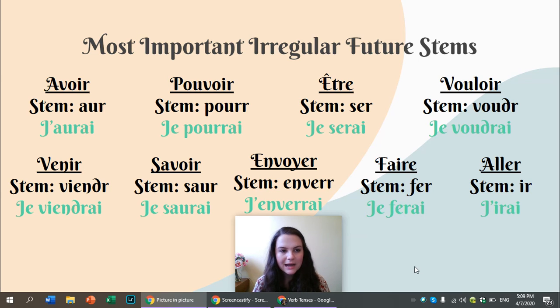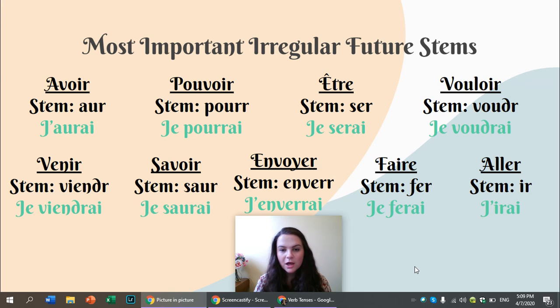So avoir, the stem is aur, j'aurai. Pouvoir, the stem is pourr, je pourrai. Être, the stem is ser, je serai. Vouloir, the stem is voudr, je voudrai. Venir, the stem is viendr, je viendrai. Savoir, the stem is saur, je saurai. Envoyer, the stem is enverr, j'enverrai. Faire, the stem is fer, je ferai. And aller, the stem is ir, j'irai. That one is very irregular.